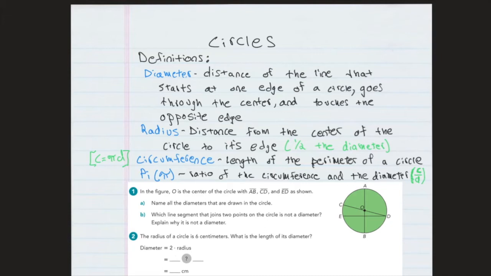which brings us to what pi is. So pi, and then you can see the symbol there, is the ratio of the circumference of a circle and its diameter.